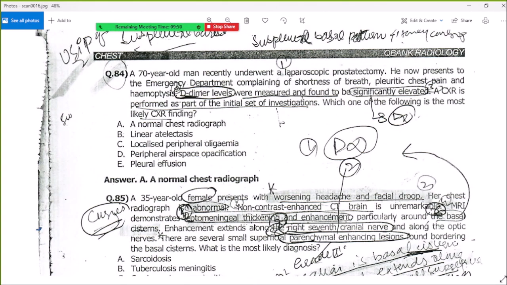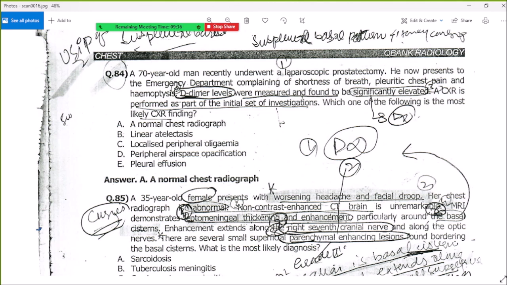A 70-year-old man recently underwent laparoscopic prostatectomy. He now presents to the emergency department complaining of shortness of breath, dry chest pain, and hemoptysis. D-dimer levels were measured and found to be significantly elevated. A chest X-ray is performed as part of the initial investigation. The most likely chest X-ray finding, not just X-ray.